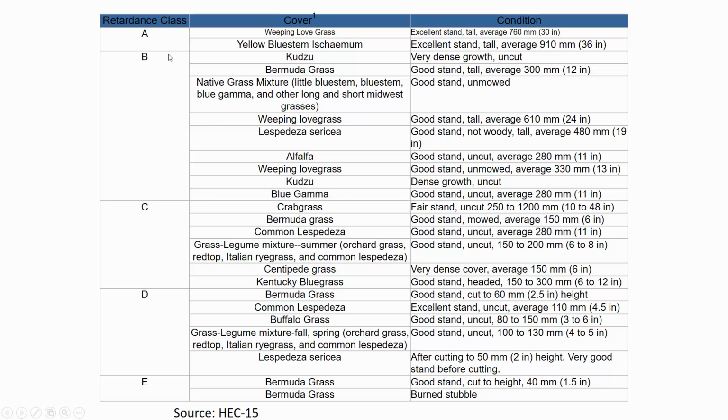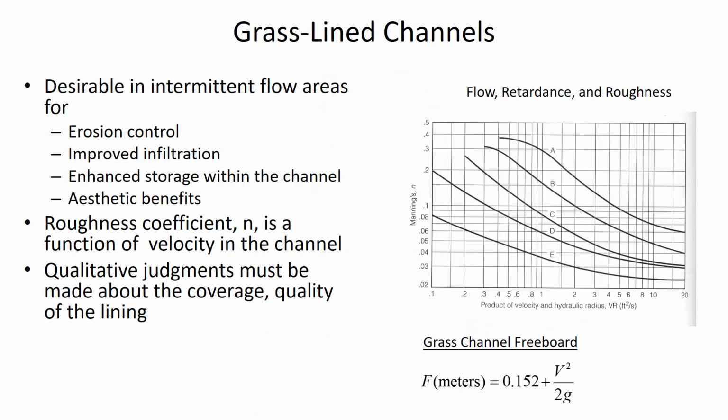What I'm showing you right now is a table of retardance class. This retardance class is related to the resistance that these grasses provide for water that's flowing along it. If you know which species of grass you have, and the product of velocity and the hydraulic radius, then the Manning's n can be looked up off of a table like this. What's important for you to understand is that Manning's n value is variable for grasses. As the velocity times the hydraulic radius goes up, the n value goes down.